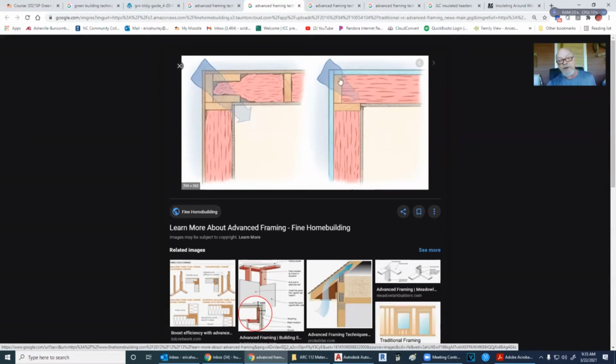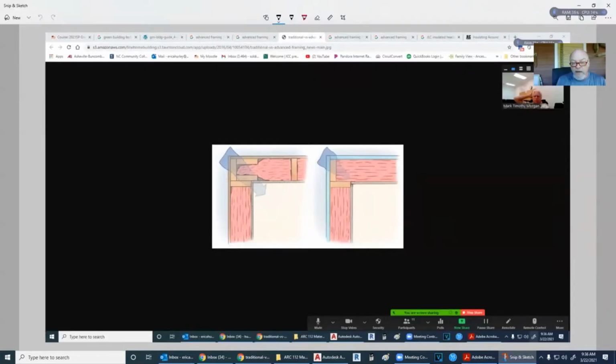Now, if you are doing a 2 stud corner like this, and we've kind of discussed this, if we were doing a corner like so, then right here we have nothing to attach our siding to.